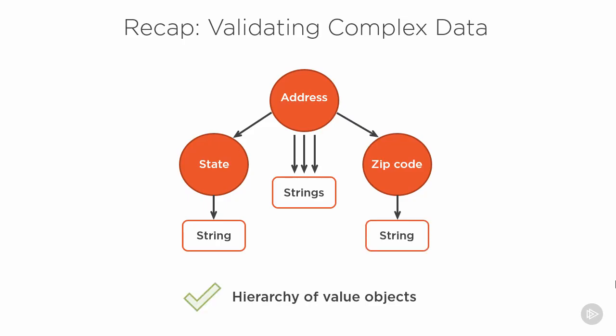would be responsible for invariants related to individual fields, and the address class would be responsible for any invariants related to the combination of those individual fields. For example, the address class could check that the combination of the zip code and the state is correct.